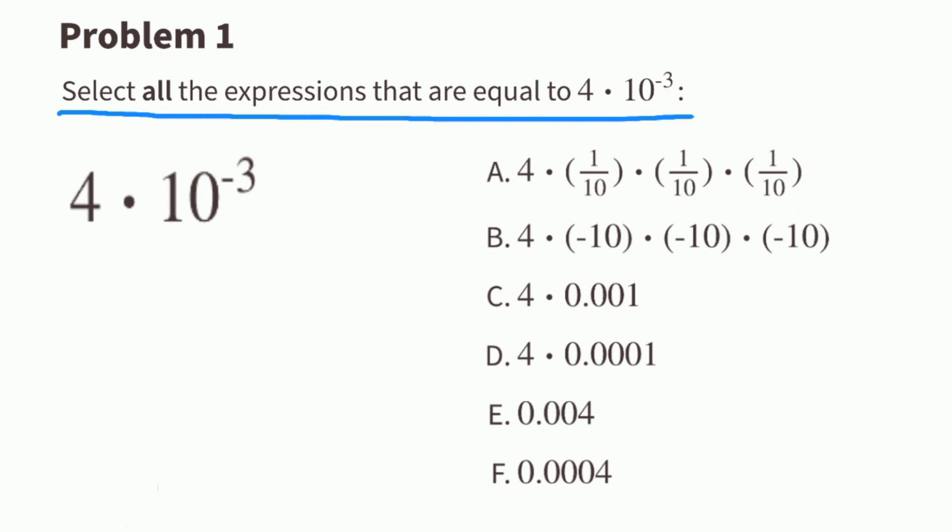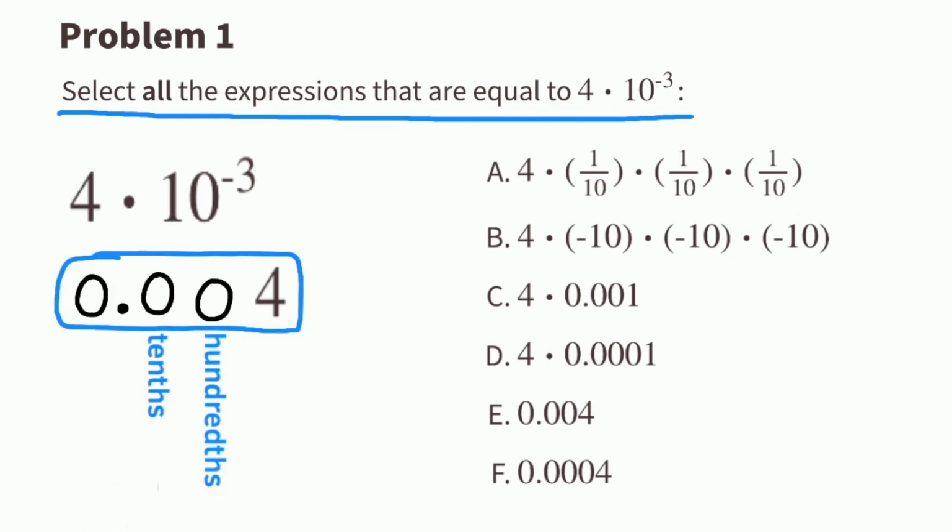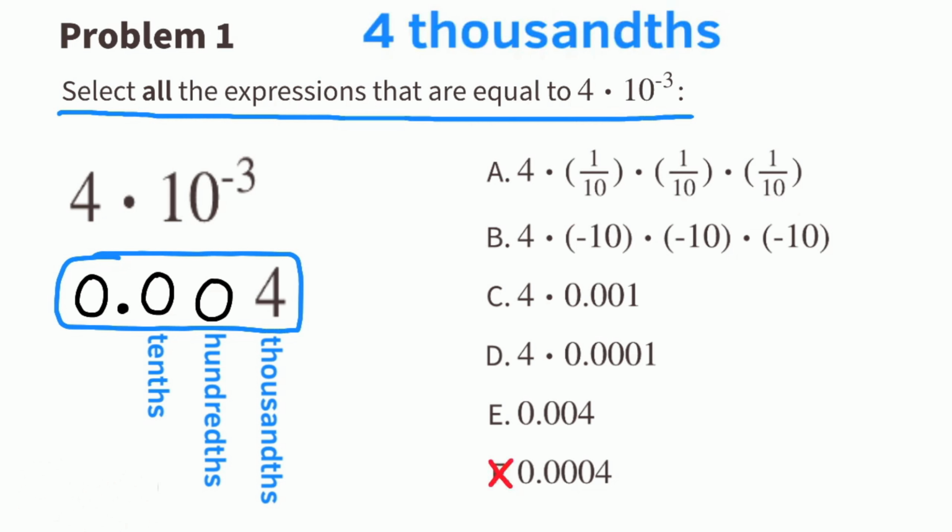To write this as a decimal, start with a 4 and move the decimal to the left 3 places. And the decimal value is 4 thousandths, which means it's not equal to F, which is 4 ten-thousandths. It is equal to E, 4 thousandths, and not equal to D, which would be equal to 4 ten-thousandths. It is equal to C, which would be 4 thousandths.